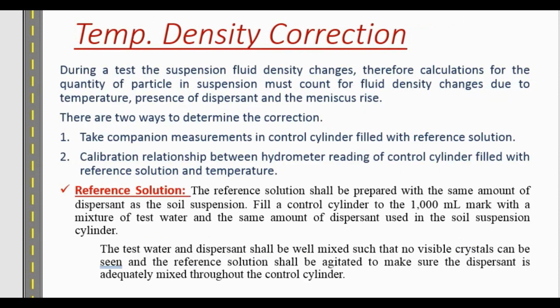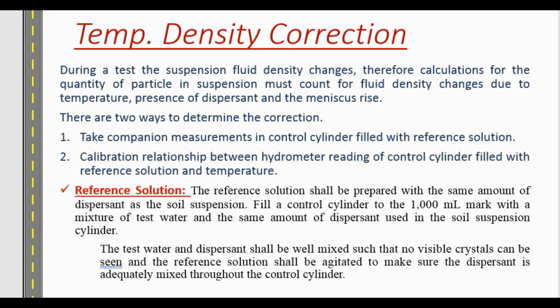Then the temperature density correction. During the performance of the hydrometer test, we have to measure the temperature value. For that purpose, we have to check the temperature density correction. During a test, the suspension fluid density changes. Therefore, calculation for the particles in suspension must account for fluid density change due to temperature, presence of dispersant and meniscus rise.